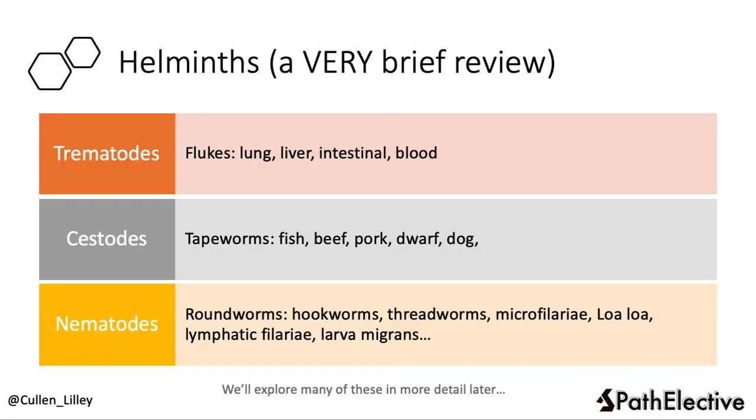Okay, so we're going to talk about helminths very briefly. Helminths are broken up into trematodes, which would be the flukes. So think about Schistosoma. You have liver flukes, lung flukes, intestinal flukes, blood flukes. Then you have cestodes, which would be the tapeworms. Think about fish tapeworm, beef tapeworm, pork tapeworm, dwarf tapeworm, dog tapeworm, etc. And then you have nematodes. The nematodes are going to be the roundworms. So think about hookworms, threadworms, microfilariae, Loa, lymphatic filariae, and larva migrans. So all those, very important to remember.